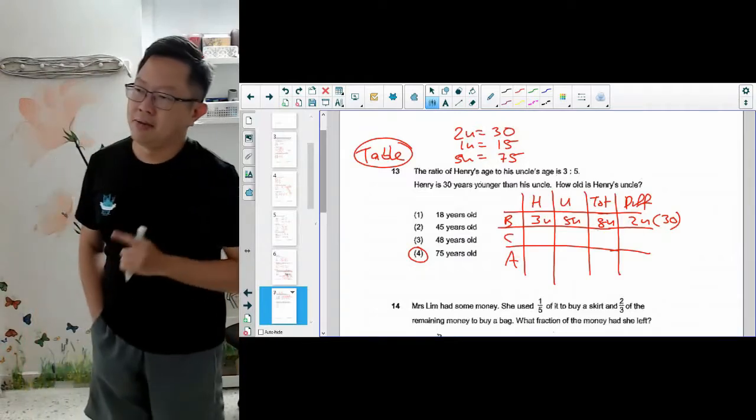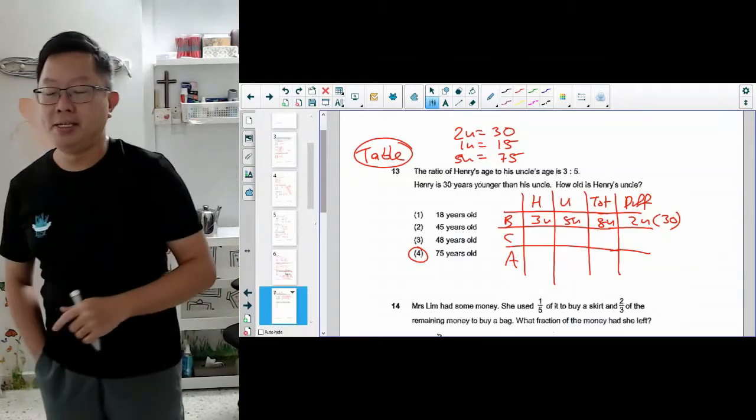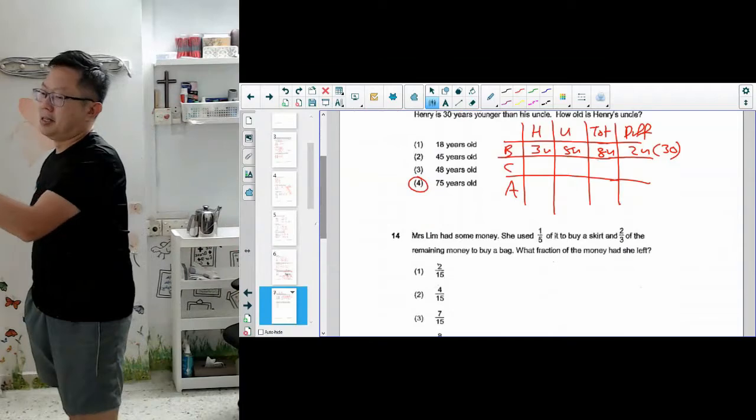Okay, so this is not a before and after problem, so I can't use a table method. But it's a very easy question to solve. So let's go on to the next one.